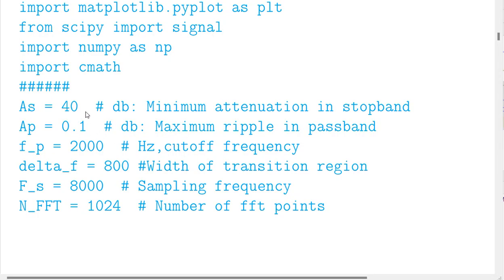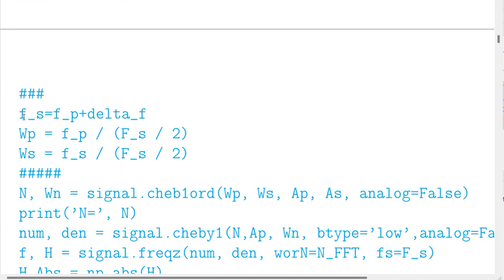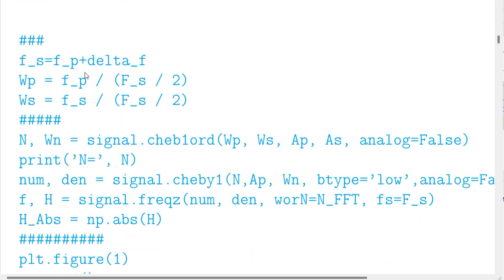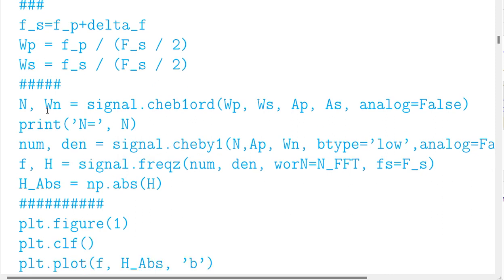Okay, 40, 0.1, 2000 for cutoff, or passband. Of course, it should be corrected to passband, delta F, FS, NFFT, FS, WP, WS. This time, the estimation will be based on the syntax Cheb1ord. Cheb1ord, WP, WS, AP, AS, analog false will lead to N and WN. And what about the major design, num and denom?